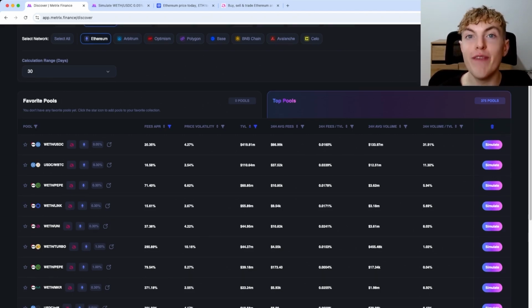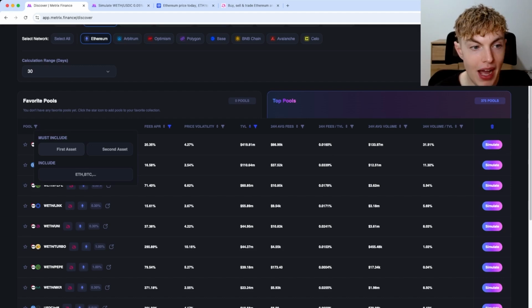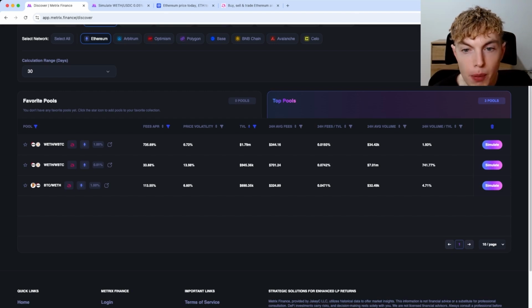So now I'm going to check if there's any pools that include both Bitcoin and Ethereum, since they're both very blue chip assets. So in the pool filter tab, I'm going to go ahead and type in first asset must include Ethereum, second asset must include Bitcoin. Now we have a couple pools to look at.